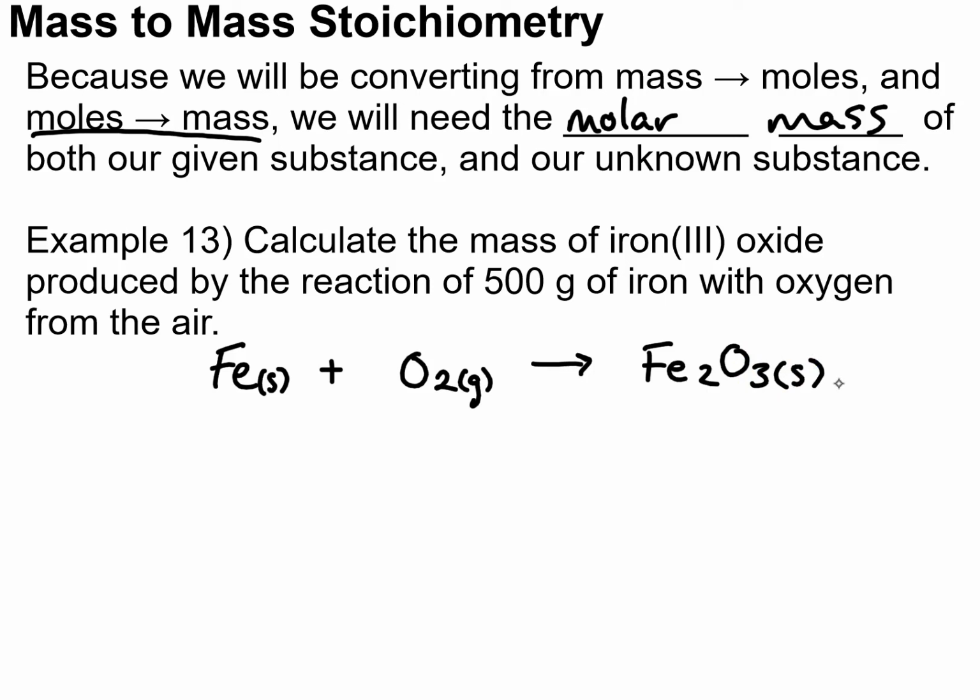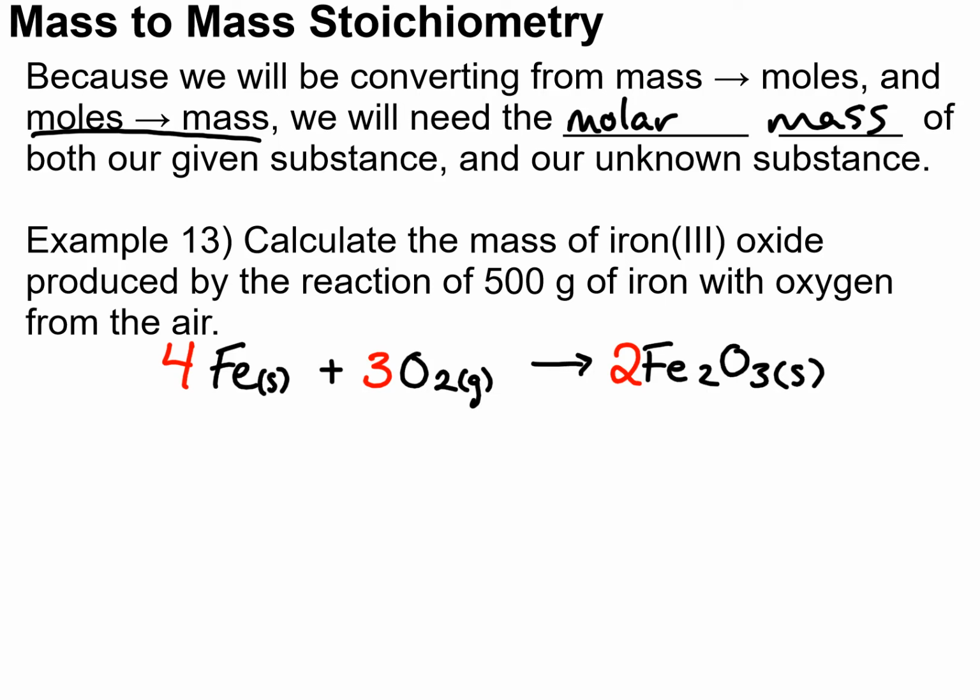Perfect. Now we have to try and balance this equation. So we will start at the most complicated and finish up with the least complicated. I have 3 oxygens over here and 2 oxygens over there. We're going to need 2 and 3. We have 4 irons over here, and we have 1 iron over here, so we will change that to 4. No problem.